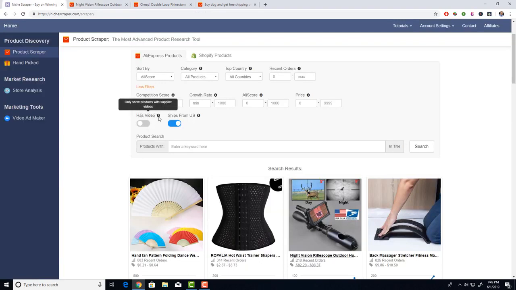One other feature here is has video. So let's find products that have a product video made by the supplier. That way you can use it in your video ad or on your product page, because we all know that videos convert much better than images, right? When people can actually see how a product works, how it's demoed, the conversion rates are through the roof compared to images.